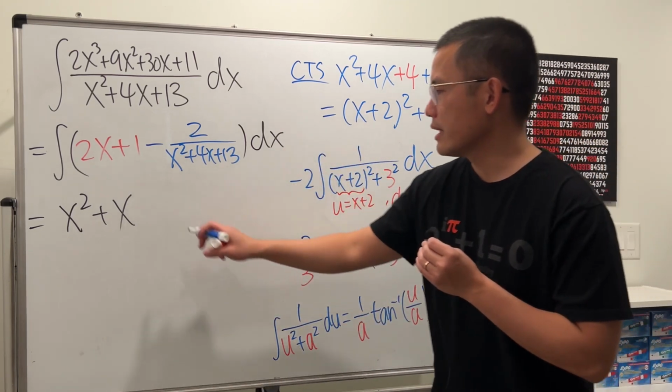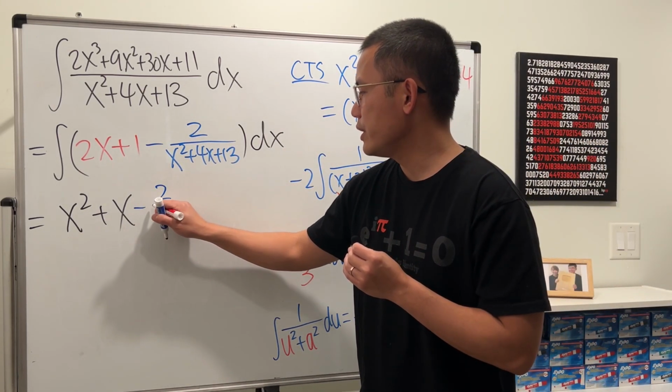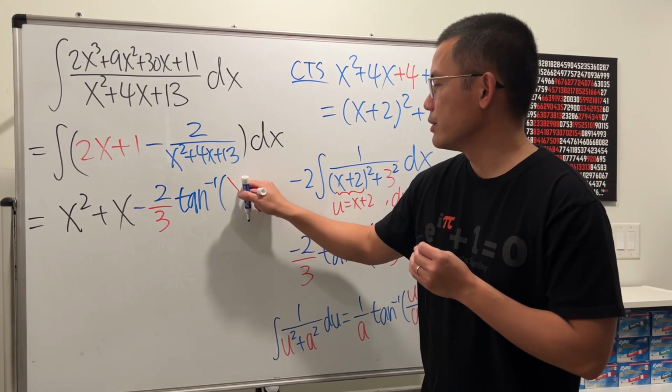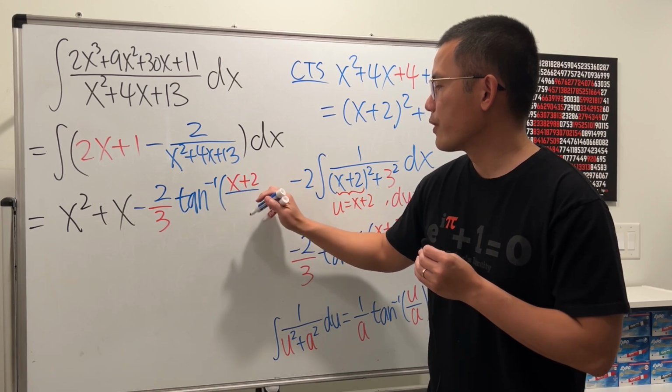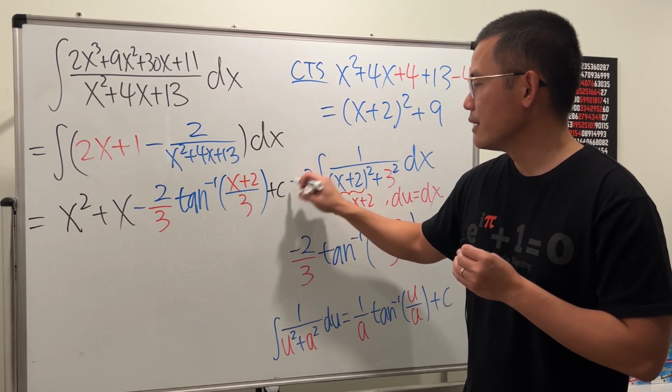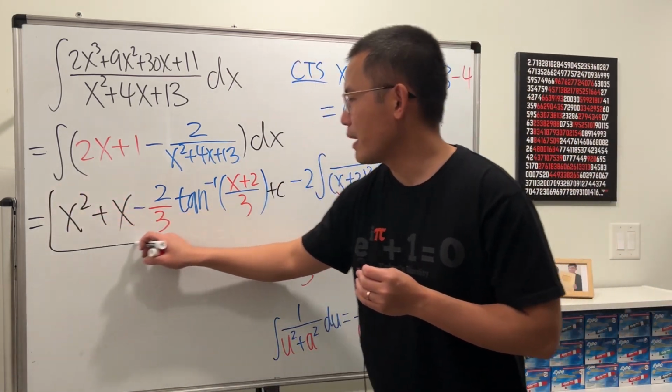So we can come back here and say minus 2 over 3 times inverse tangent of x plus 2 over 3. Like this. That's it. We are all done. Put a plus C and box the answer.